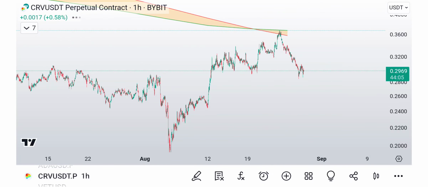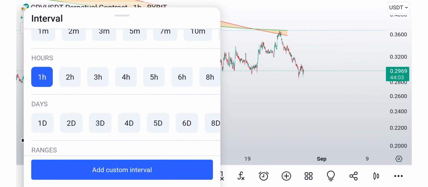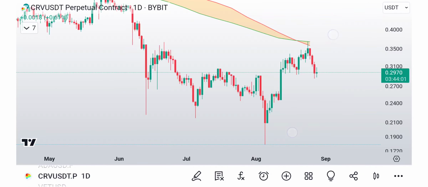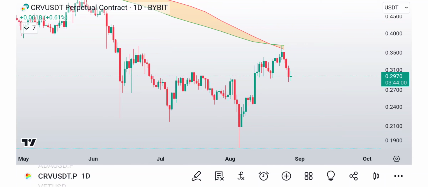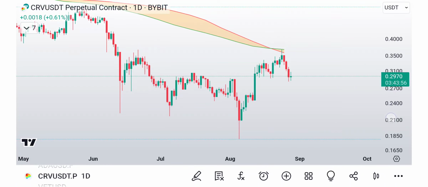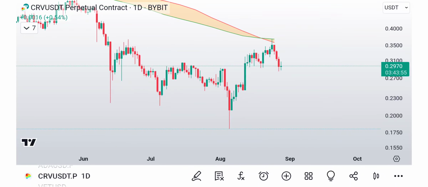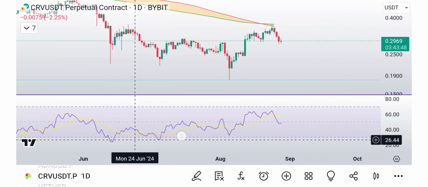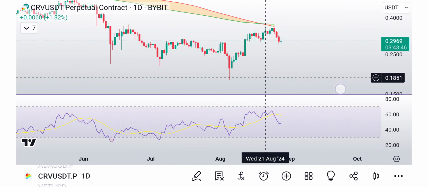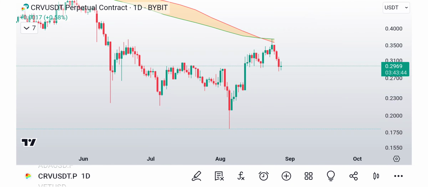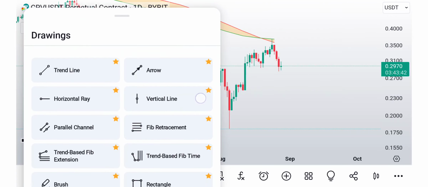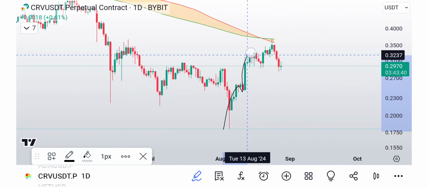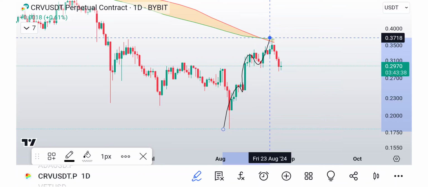CRV. Let's see what CRV's doing here. Now, CRV still looks very good. Very good. We had this, let's see, triple bullish daily divergence. I mean, you don't really see that often. Look at this. We had a 5-wave move, 1, 2, 3, 4, 5 waves to the upside.